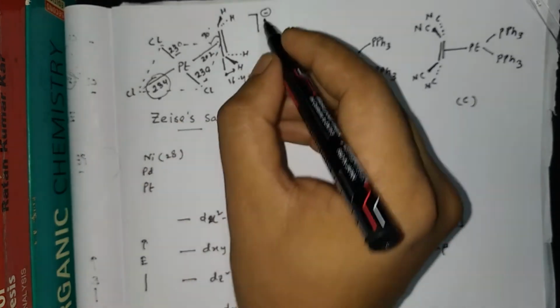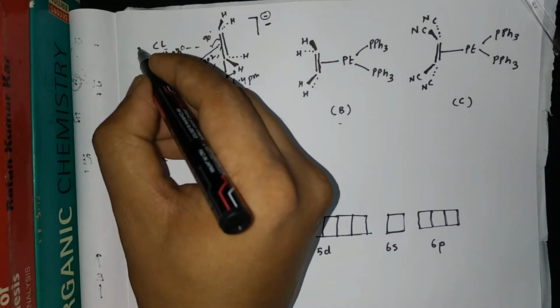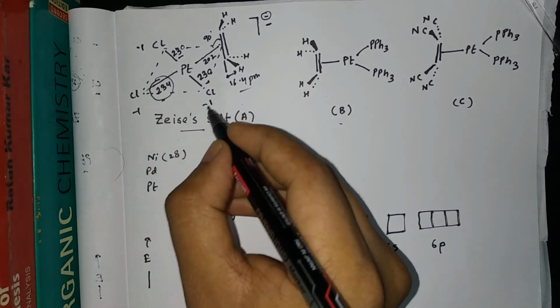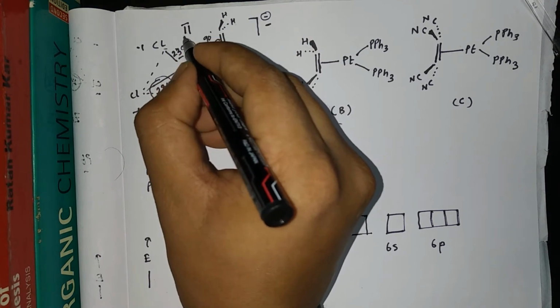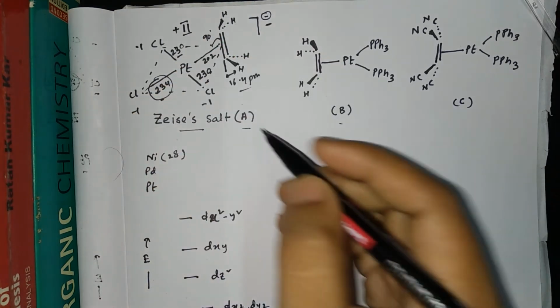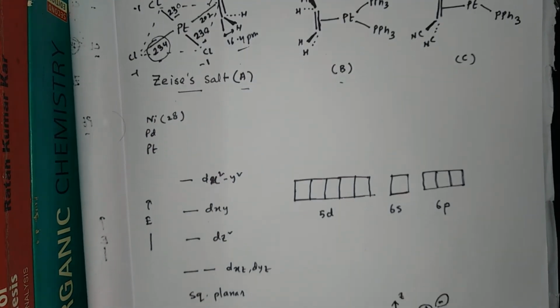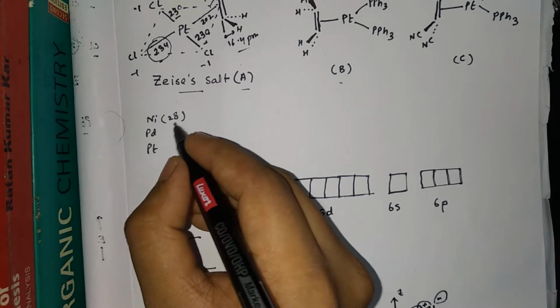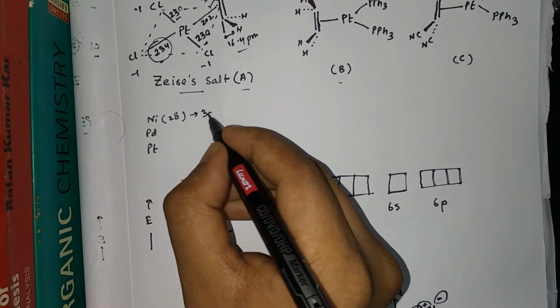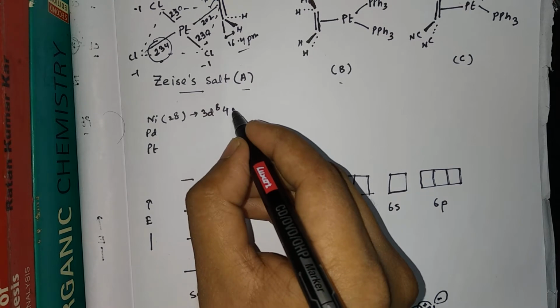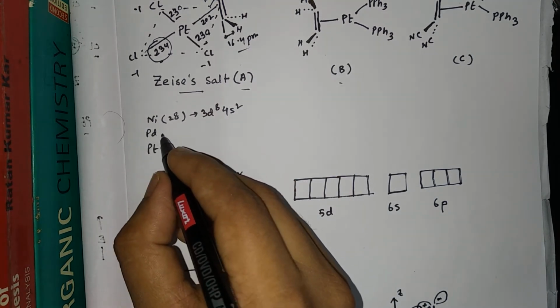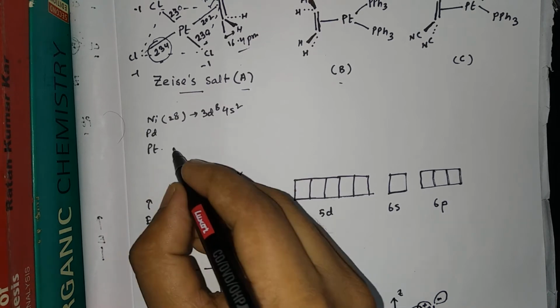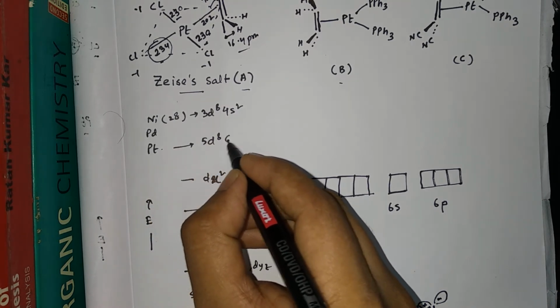Here we can see this has a negative charge, and each chlorine has a negative charge. So the negative charges are balanced by the platinum, and hence platinum has the +2 oxidation state. Now platinum is a nickel group element, and nickel has 3d8 4s2 as its electronic configuration. Palladium is 4d and platinum is 5d, so this is 5d8 6s2.